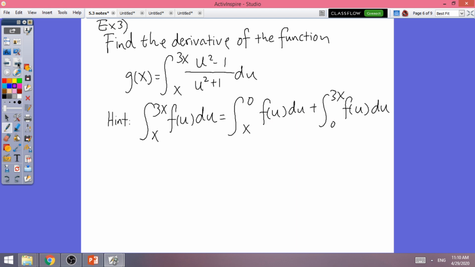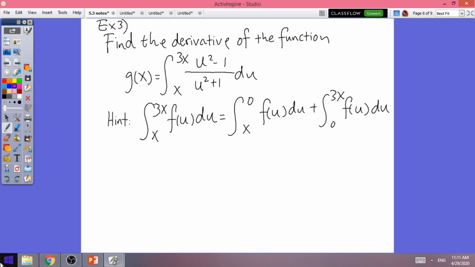So find the derivative of the function. So here's what we got for g of x. Hint, we're going to follow through the hints. It looks like this one I separated out from x to 0 and then 0 to 3x. The reason is that at a certain position here, there's a sharp turn, or something that's not differentiable or not integrable.